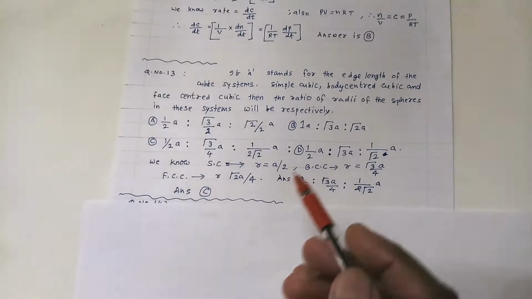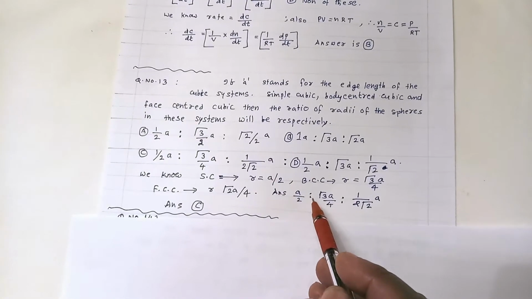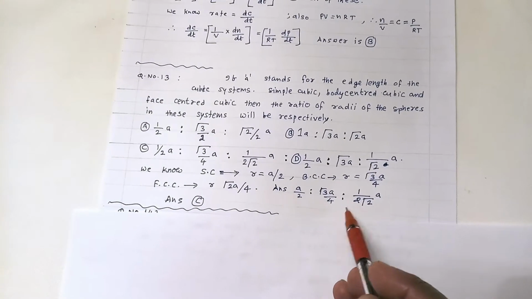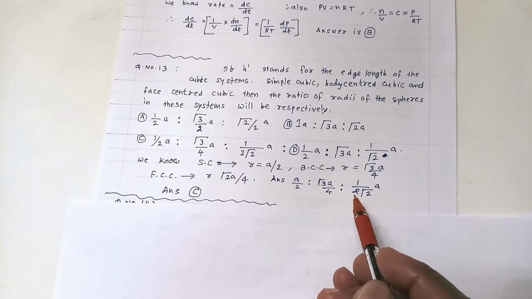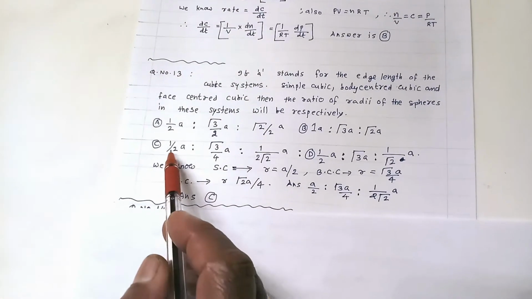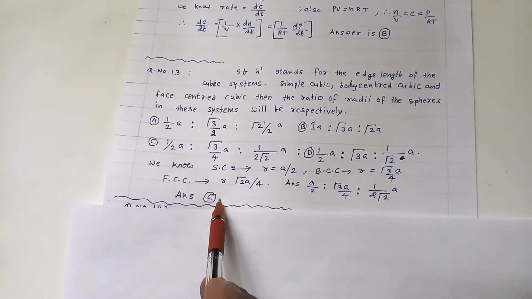So the answer will be A by 2 ratio to the root 3A by 4, and ratio to the 1 by root 2 into root 2A. So it is matching to the option C. So the answer is C.